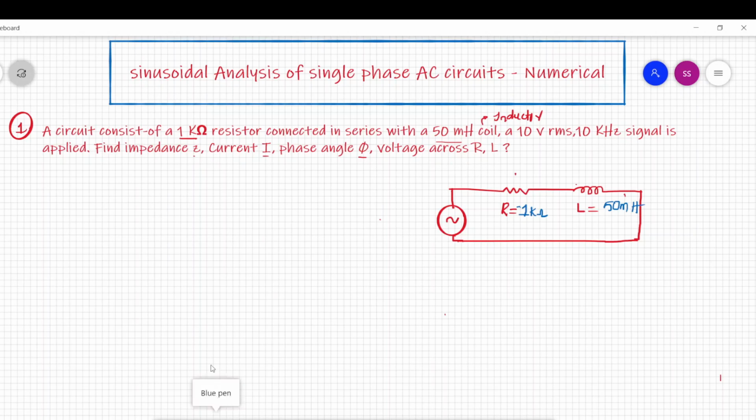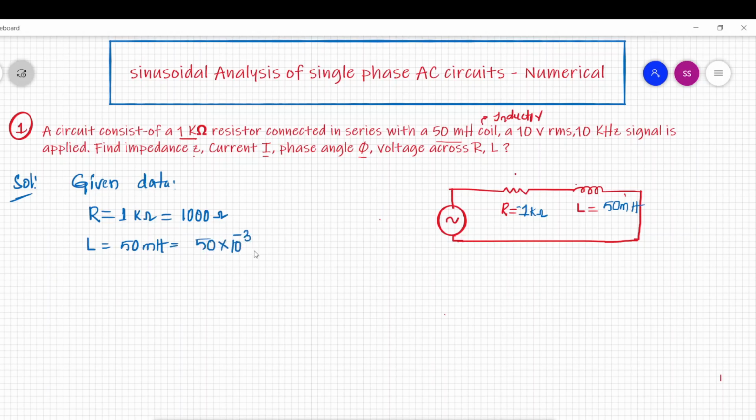Let us write down the given data first. What is the data given? We are given a 1 kilo ohm resistor, which is equal to 1000 ohms, and an inductor value of 50 millihenry, that is 50 into 10 power minus 3 Henry. The voltage source is 10 volts, and the frequency is 10 kilohertz, which equals 10 into 10 power 3 hertz.